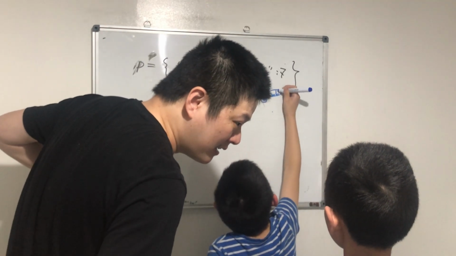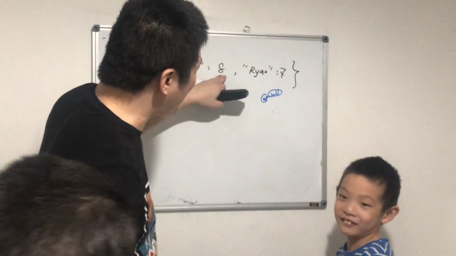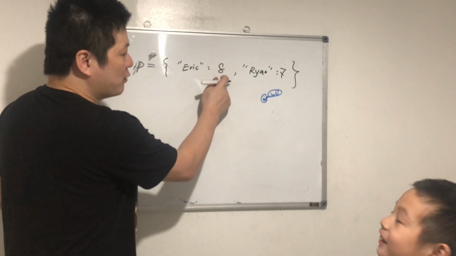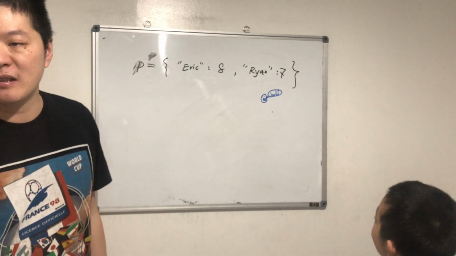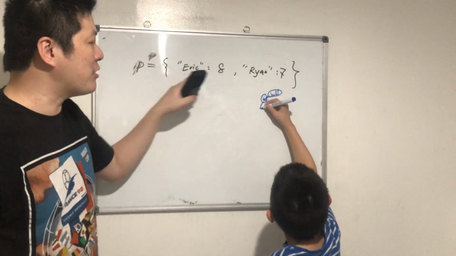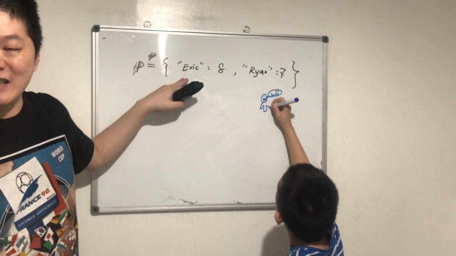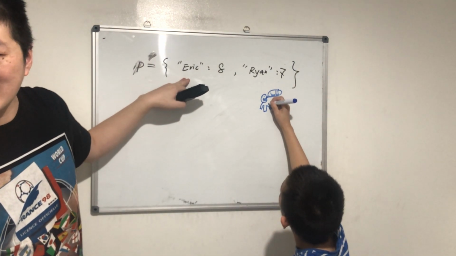You get my point? First of all, you need to get the value. This is the key, and this is the value. Which value is the biggest? The biggest is 8. And I want to return the key. Does it make sense?